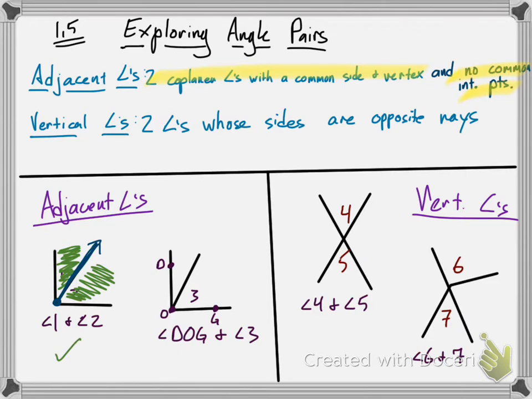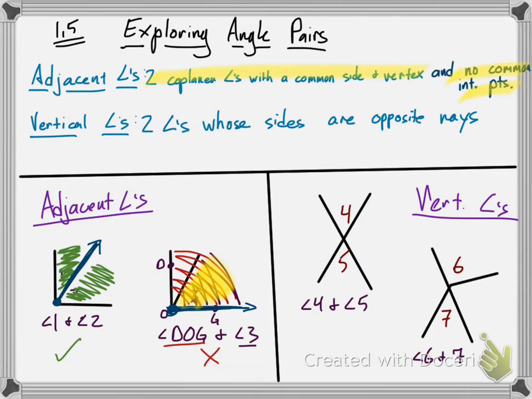In our next example, if we compare the two sections, we have DOG, which is the whole angle here that I've been referring to, and angle 3 is this bottom right section. So here, the side that they share is actually along the bottom of our picture. They share a vertex. Now the issue that we have with this one is the two sections overlap, meaning they have interior points that are shared, which makes these non-adjacent.